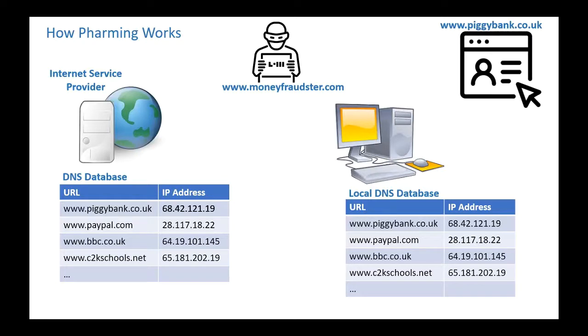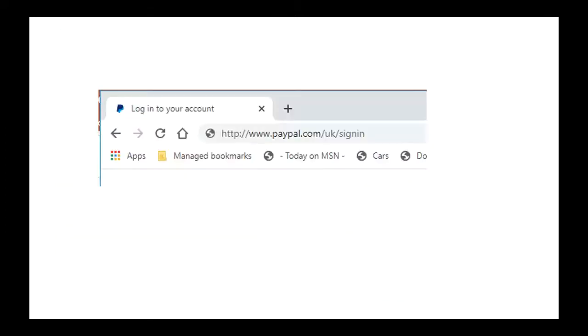But Money Fraudster is back and wants to attack your DNS database. If he can hack the ISP DNS database and overwrite a bank's IP address with one for a computer that he controls, or more likely a DNS database on your personal computer, then any web request we make to www.piggybank.co.uk will be sent to Money Fraudster and not the real bank's web server.